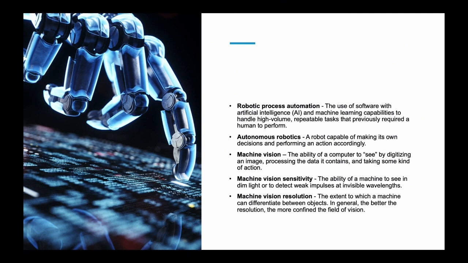Machine vision resolution extent to which a machine can differentiate between objects. In general, the better the resolution, the more confined the field of vision. Resolution يعني بتكون how sharp the image is.